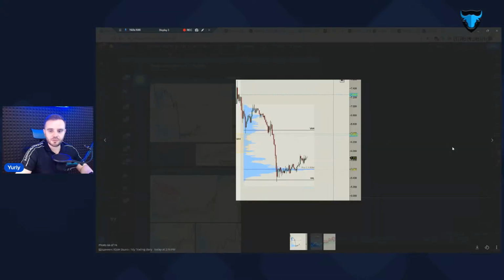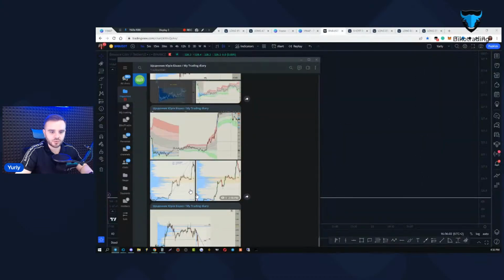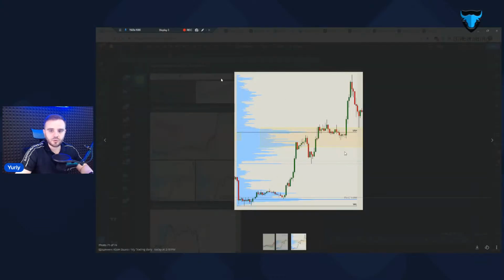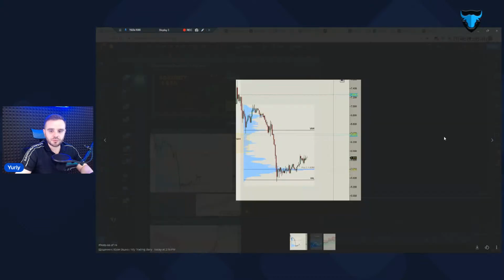Another example, also what coin? What is this coin? It is also FIL. And have a look how FIL pumped from this significant volume together. Another example for you, FIL coin, have a look.